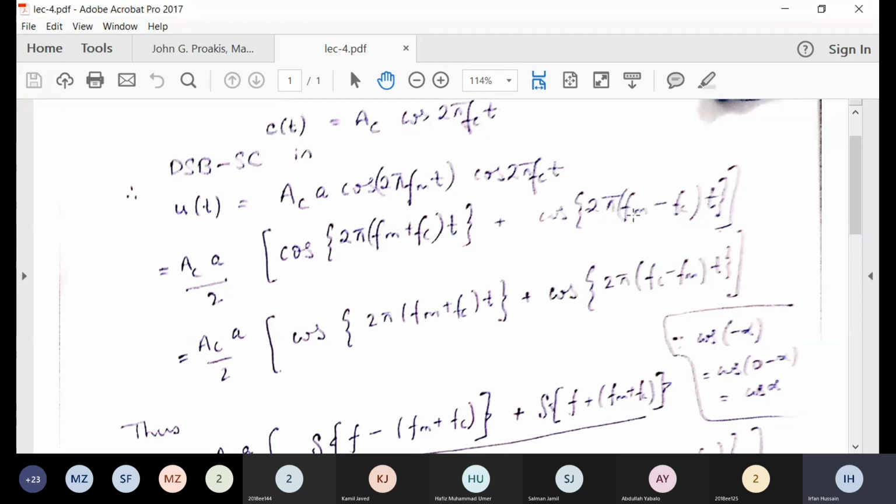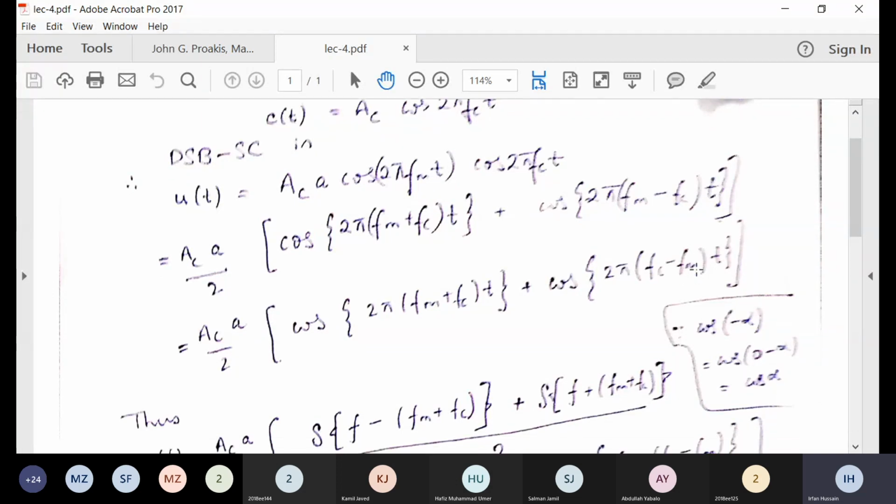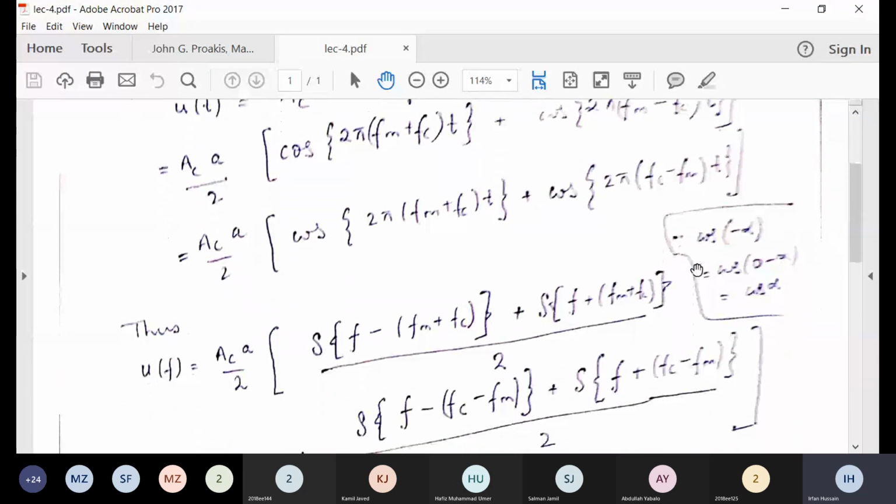Here I have done fm minus fc, but you can also write this as fc minus fm, because cos of minus alpha is equal to cos alpha. Again, by applying the angles formula, cos of alpha plus beta and so on, you will get cos alpha. So this is the same, no problem. Now, what is the Fourier transform of this thing?